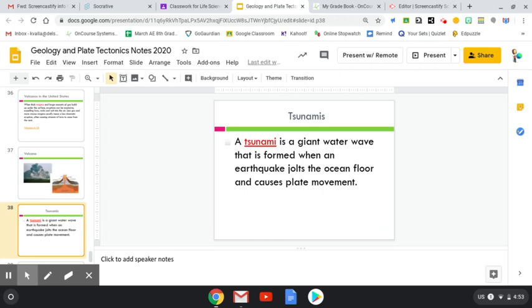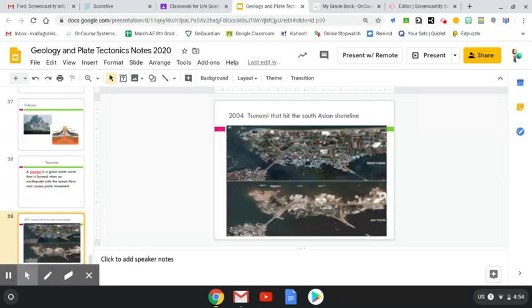And then lastly is a tsunami. A tsunami is a giant water wave that is formed when an earthquake jolts the ocean floor and causes plates to move. Tsunamis always start over a body of water. I don't want to say a tidal wave, but you can think of it as that, which comes on shore with a lot of force. This was the tsunami recently off the coast of Asia. You can see the before and the after and the devastating effects that result from that.